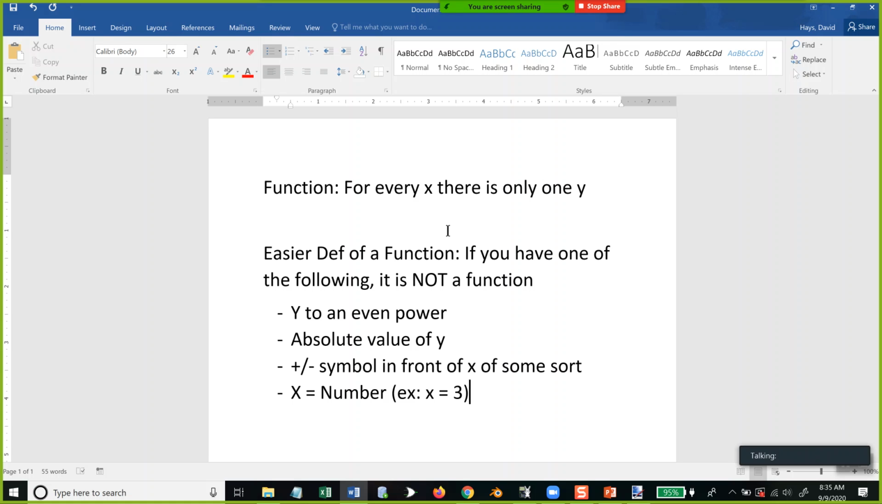There's trig expressions that are not functions. A lot of those. Could even be piecewise functions that are not functions.